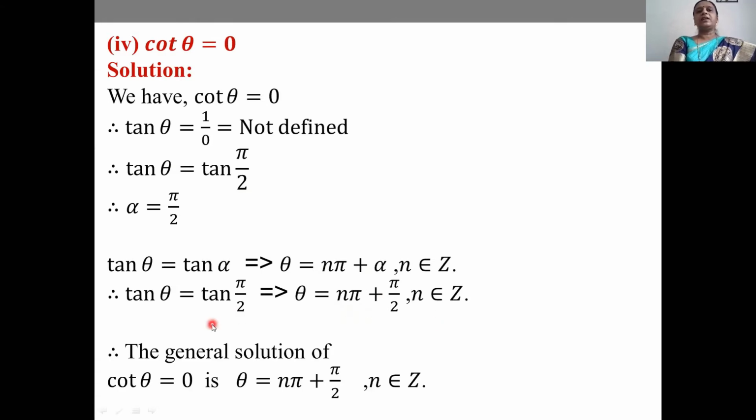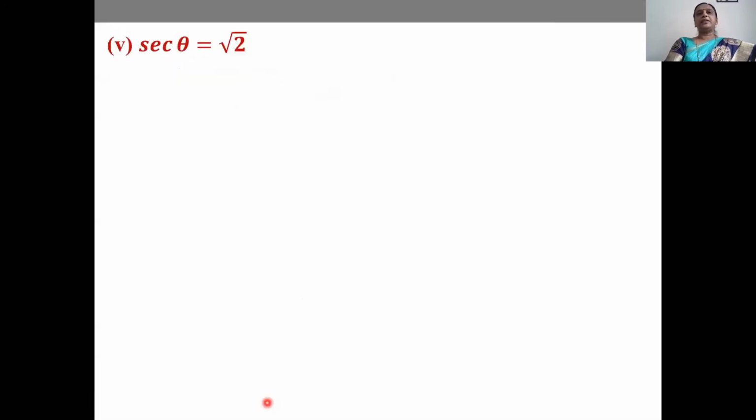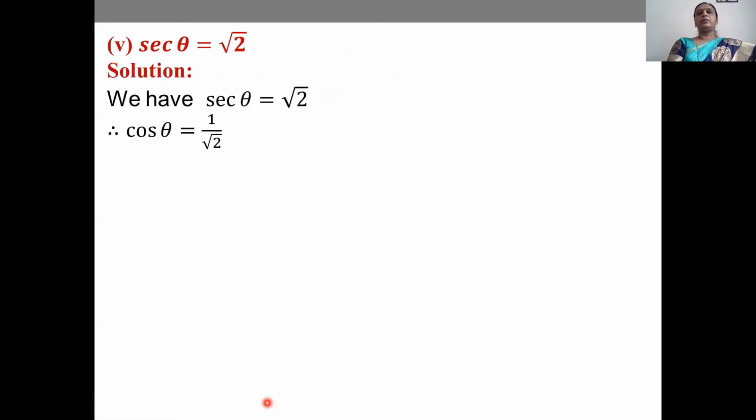Therefore, we get theta is equal to n pi plus pi by 2, n belongs to Z. Now, this tan theta is equal to tan pi by 2 is nothing but our problem cot theta is equal to 0. Therefore, write down the general solution of cot theta is equal to 0 is theta is equal to n pi plus pi by 2, where n belongs to Z. Let's consider the next example. Sec theta is equal to root 2. Write down in the solution sec theta is equal to root 2.